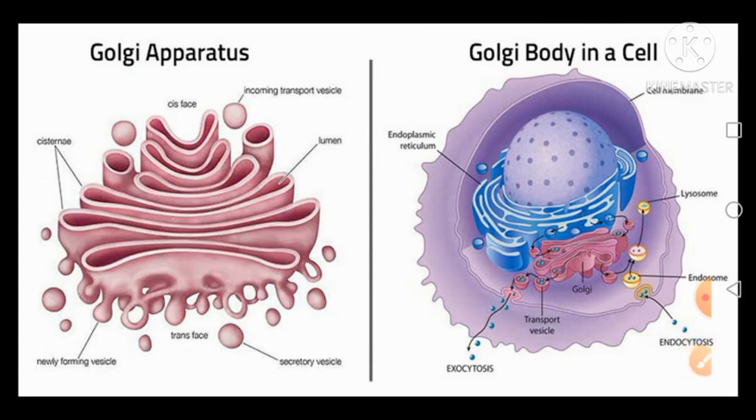So we summarize the function of the Golgi complex. Number one, the first function is modification or post-translational modification of the protein, and protein sorting. These are the two very important functions of the Golgi complex, and the other functions we have seen already.